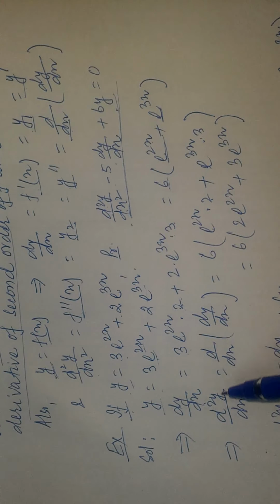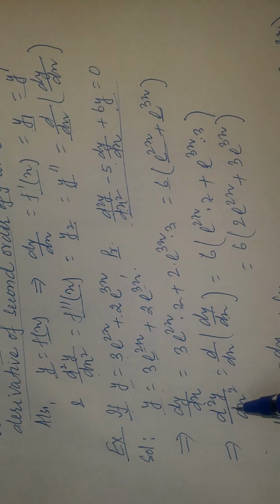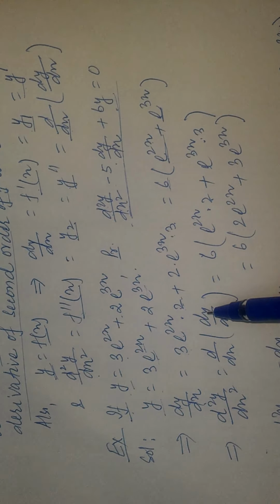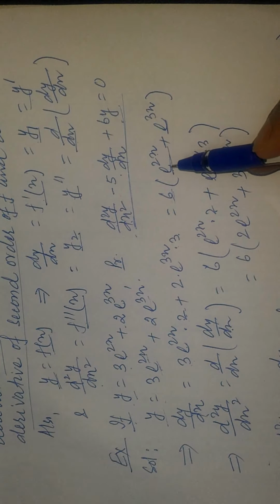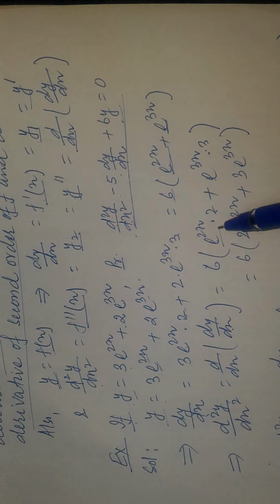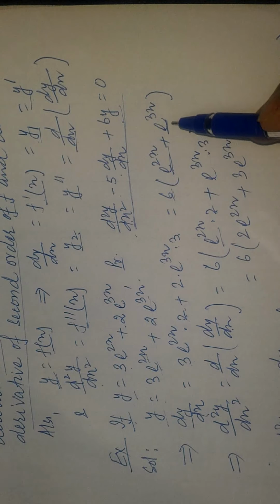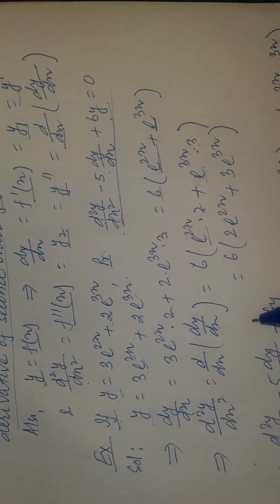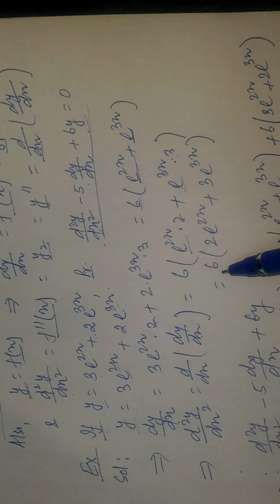We observe that this function is differentiable again, so we can find its double derivative, which we can write as d2y/dx². So d/dx of dy/dx. We take the derivative of e^(2x); we can write the same, for 2x it is 2, e^(3x) and 3. So we have been able to find d2y/dx².